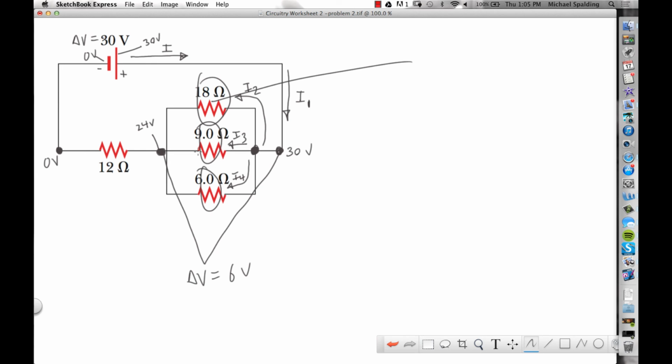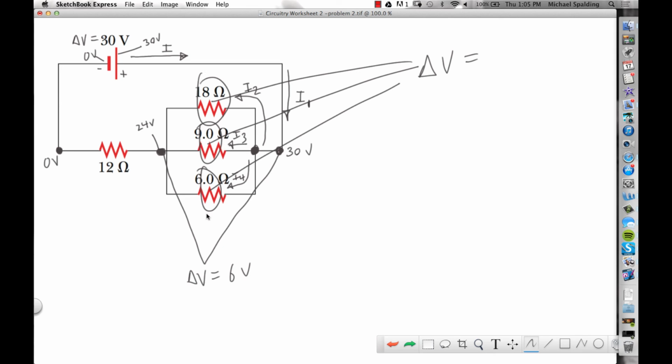what do all of those have in common? The delta V is what? Constant. It's 6, right? What's the delta V across the 18? 6. What's the delta V across the 9? 6. What's the delta V across the 6? 6. Do you guys see why it's 6?